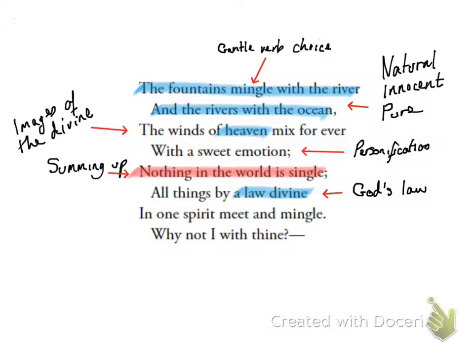The stanza ends with a question, and this question is emphasised by the punctuation which ends the previous line. Since all things in nature join and mingle together, why shouldn't I with you? Which reinforces the idea that he is addressing somebody specifically, personally, trying to persuade them towards a more physically connected relationship.